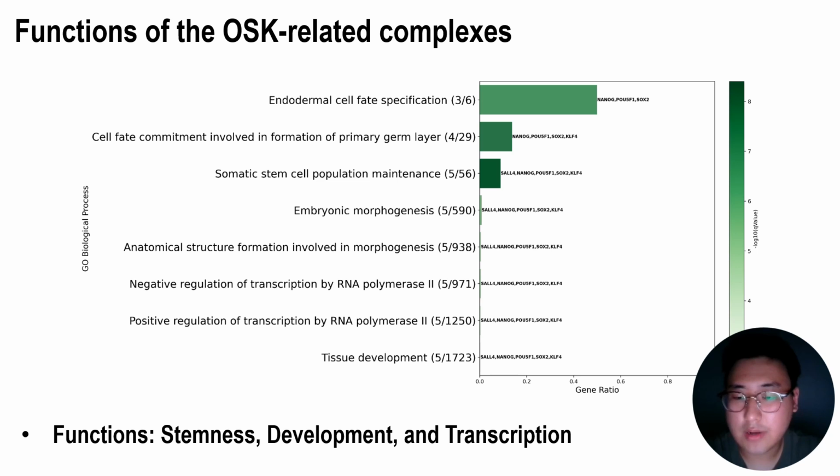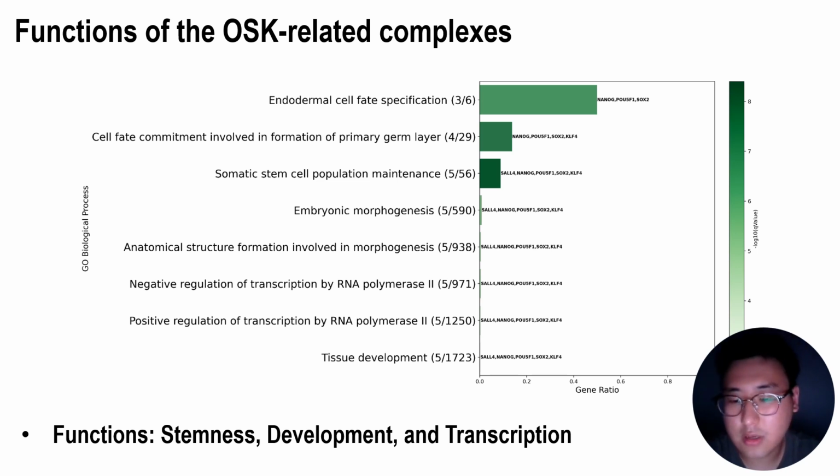And this is supported by the enrichment study. The y-axis is the GO term, and the x-axis is the gene ratio. And the darker the green is, the higher the confidence. You can see the functions over here are actually stemness, development, and transcription, when I put in the input as the five proteins, OSK plus SALL4 and NANOG, in terms of enrichment. Yeah, and that was it for today's research.